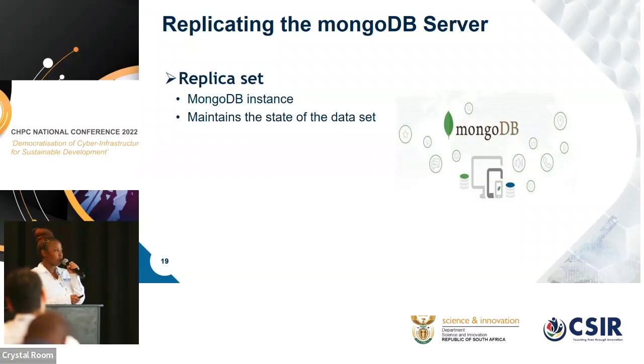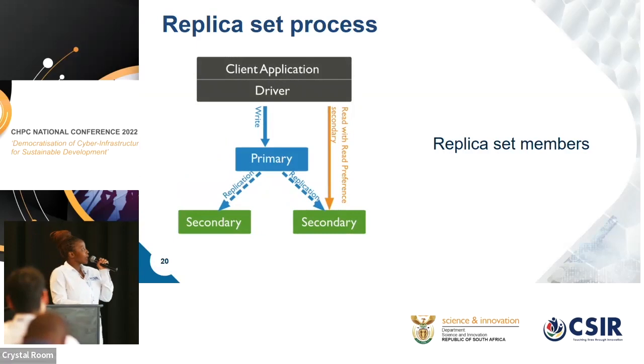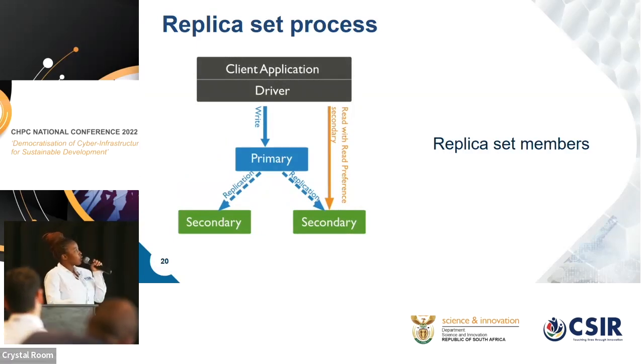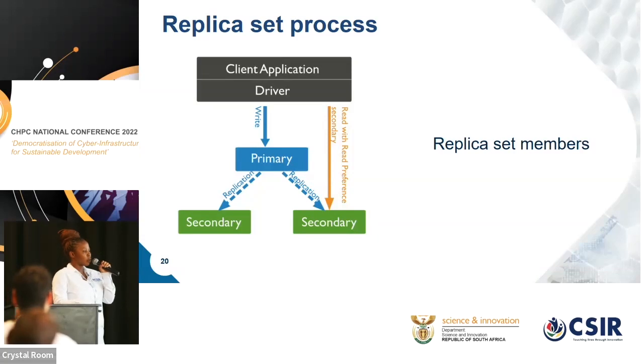Now, how does the replica set work? A replica set works in terms of members. You will have a primary member and two secondary members. Basically, the primary member is responsible for reading and writing data. The secondary members are only responsible for reading and replicating data. So should there be a failover, your secondaries will hold an election between the two. I'll get into that later on.